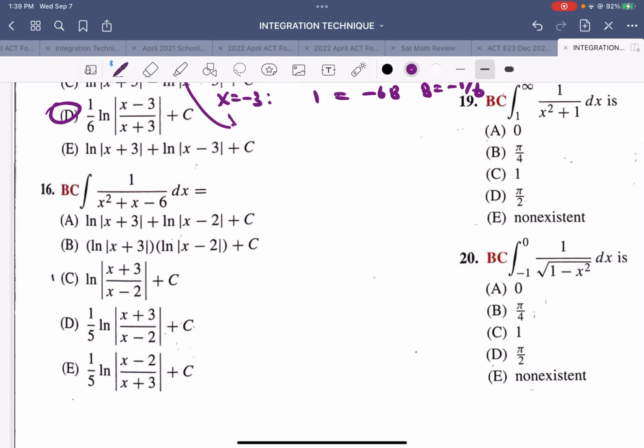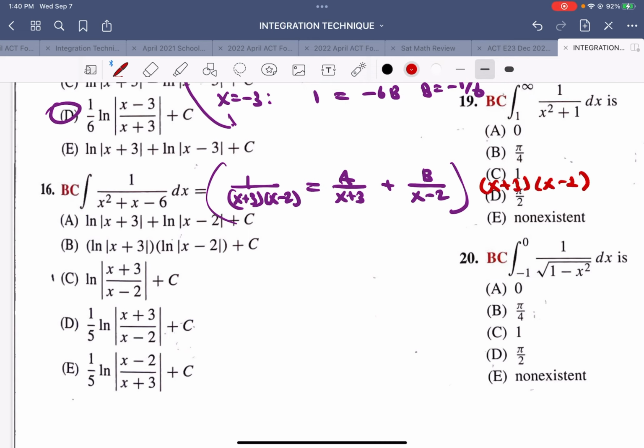So also this one, partial fraction decomposition. I see this one, x plus 3, x minus 2. So let's say A over x plus 3, B over x minus 2. So again, I multiply here by x plus 3, x minus 2 every time. So 1 equals A times (x minus 2) plus B times (x plus 3), like that.